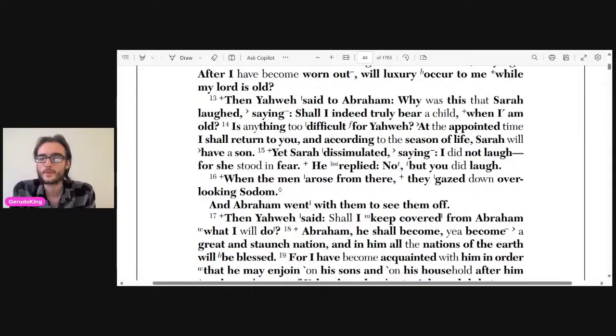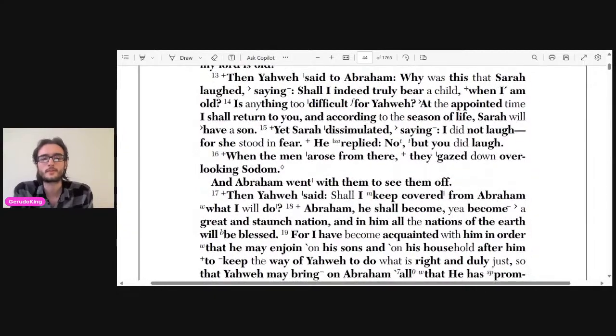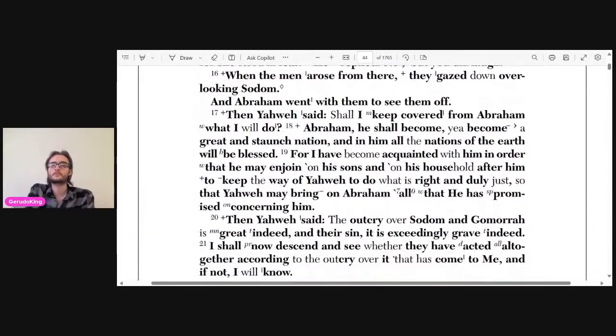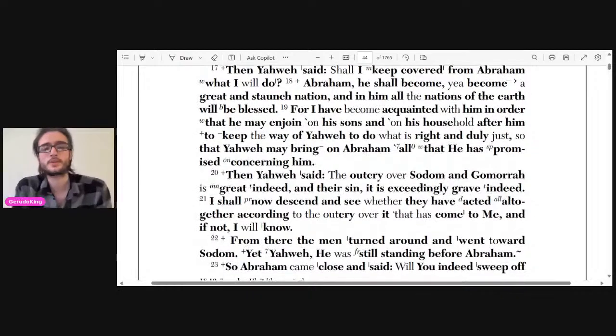When the men arose from there, they gazed down, overlooking Sodom. And Abraham went with them to see them off. Then Yahweh said, Shall I keep covered from Abraham what I will do? Abraham, he shall become a great and staunch nation, and in him all the nations of the earth will be blessed. For I have become acquainted with him in order that he may enjoin on his sons and on his household after him to keep the way of Yahweh, to do what is right and duly just, so that Yahweh may bring on Abraham all that he has promised concerning him.